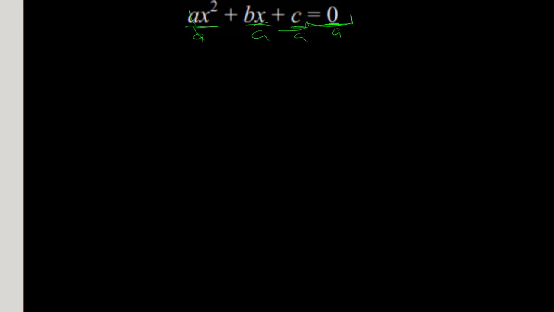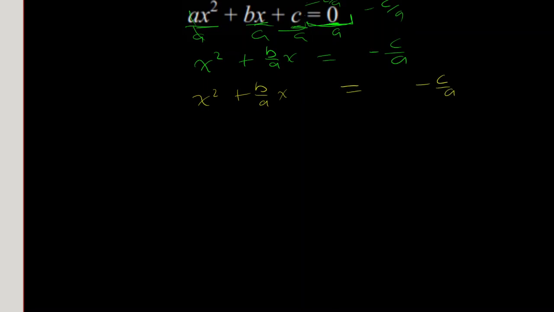So the a's cancel out on the left and we're left with x squared plus b over a x, and then we can subtract c over a, but what we do on the left we do on the right, so that's going to be minus c over a. So now we have x squared plus b over a multiplied by x, and that's of course equal to minus c over a. So how are we going to solve for x?